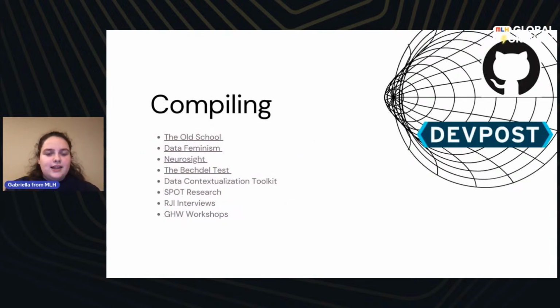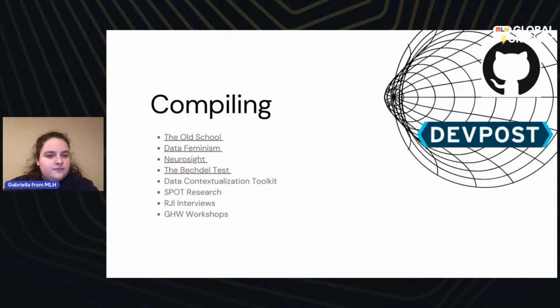So as far as compiling all the different projects, I'm going to do this for my example. My example portfolio, as you can see, has a lot of different things listed out here: the old school, data feminism, neurosci, the Bechdel test, data contextualization toolkit, spot research, RJI interviews, and Global Hack Week workshops. I will go through a few of these in a little bit, but the top 4, I guess, the old school, neurosci, and the Bechdel test are all data visualization projects.